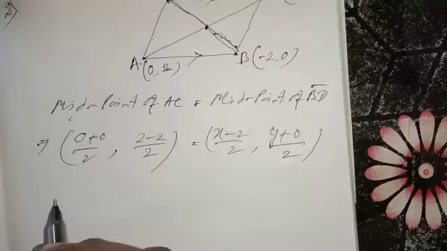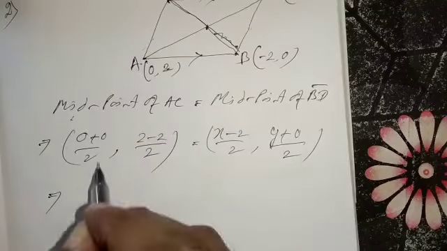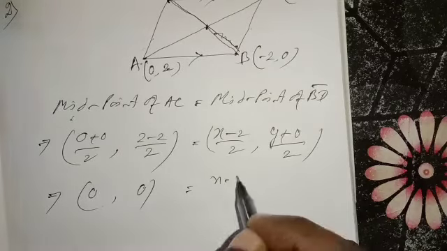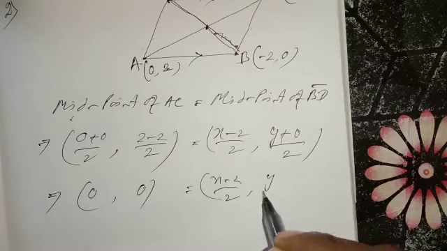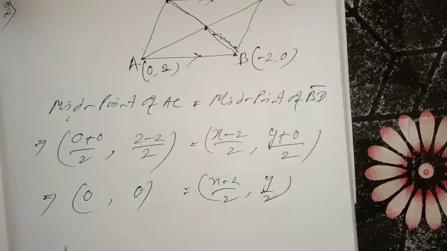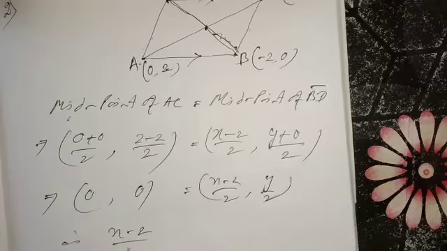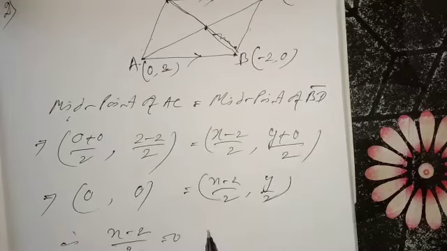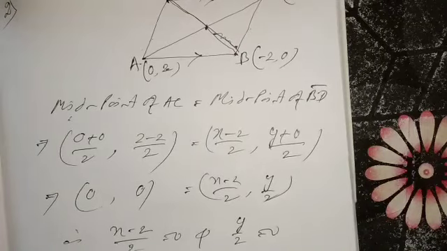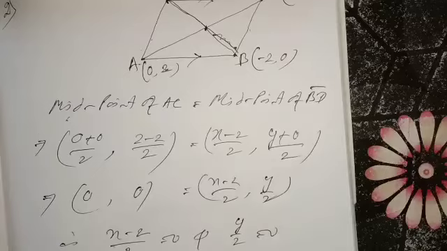So how much is coming? This is coming 0, this is also 0, and this one is (x minus 2) by 2 and y by 2. Now comparing both sides, (x minus 2) by 2 equals 0 and y by 2 equals 0. So here I get x equal to 2 and here I get y equal to 0. The coordinates of D are (2, 0).